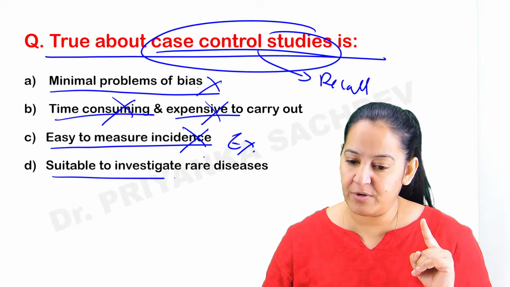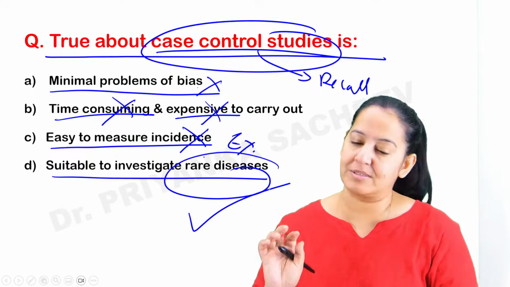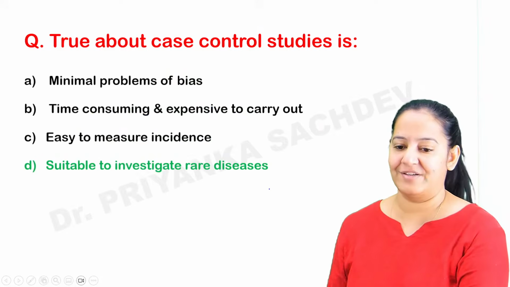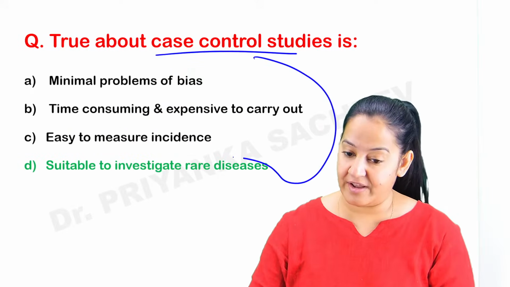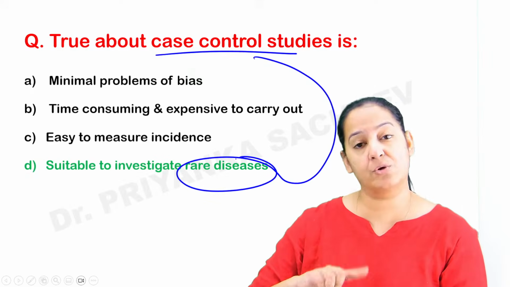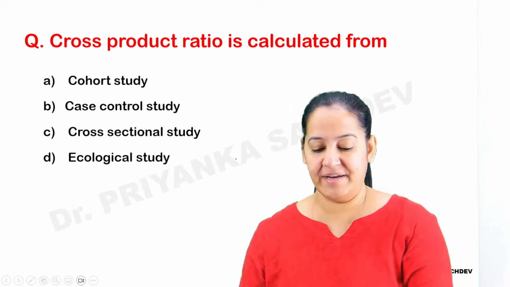And is it suitable to investigate a rare disease? Yes, this option is correct. It is suitable to study the rare disease. Absolutely correct. Okay, so the correct answer is this. So case control is good to study the rare disease and cohort study is good to study the rare exposure. Got it? Now coming to the next question.